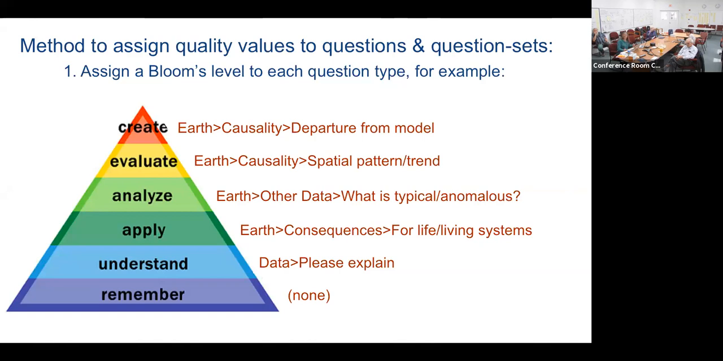At the highest level, this category of Earth causality departure from model requires actually creating a connection where none was there before between a mental model that you bring from your prior knowledge and some information that's on the map in front of you. And all of our other taxonomic categories got placed into one of these Bloom's levels.